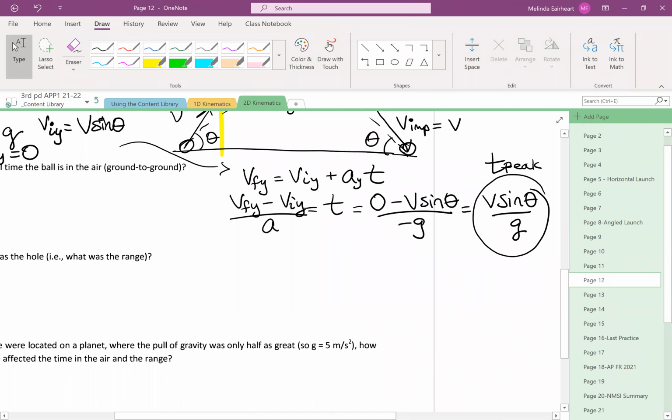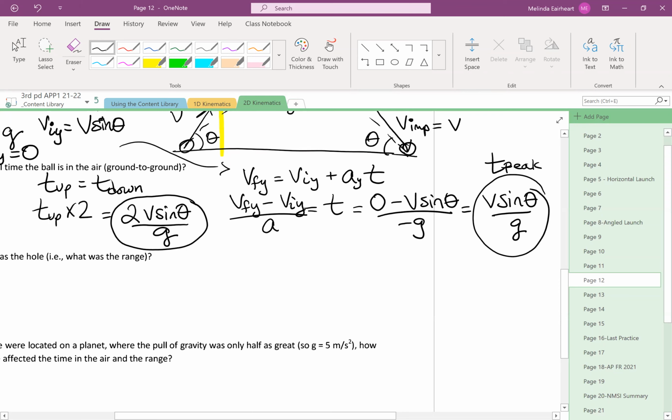Next, what's the total time that the ball is in the air? Well, thank goodness it's symmetrical, ground to ground. We can take that up time and do what? Multiply by 2. So if time up equals time down, then I can take the time that I found times 2. And so it would turn into 2 times v sine theta over g. That's the total time. Once again, the only physics variables are v, theta, and g. 2 is a factor, that's okay. Sine is a function, that's okay.